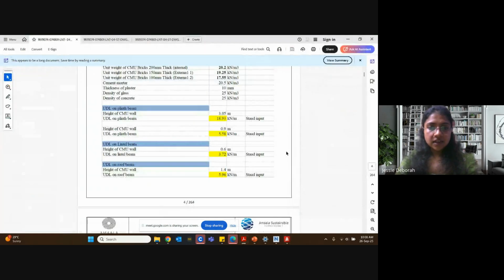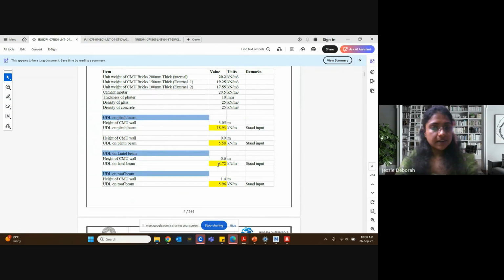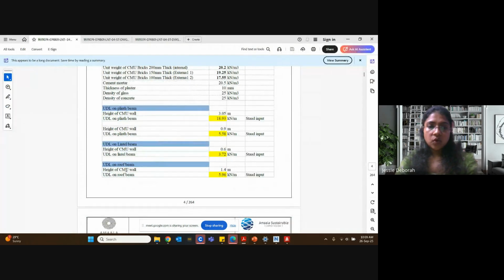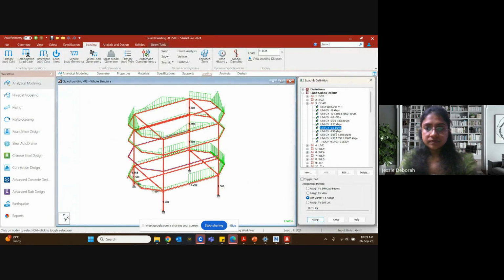Okay, then coming to your UDL on the lintel beam. The block wall there and the lintel beam there. So we know the density, so we will consider length into dimensions into density. So that will give you your 3.72. Okay, then going to UDL on the roof beam, that is 5.96. That is your roof beam. Okay, like I told you, this beam is going to be only a cut lintel beam which is not going to carry any load as such.